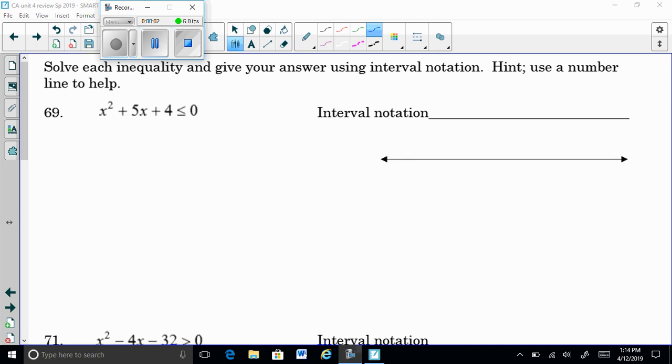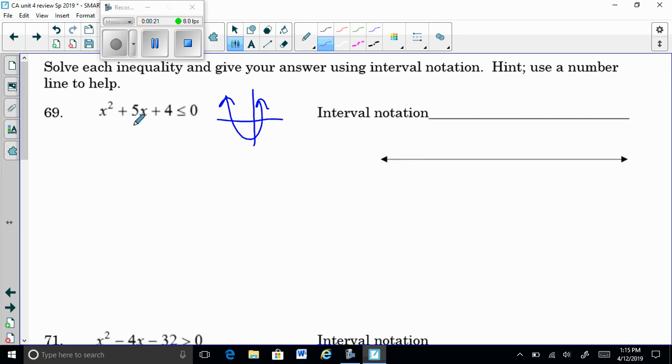Okay, so the last part of the review is looking at the inequalities. We're going to start with this one. If you were to graph it, it would be the shape of a parabola. I don't know exactly how this one looks, but something along those lines.